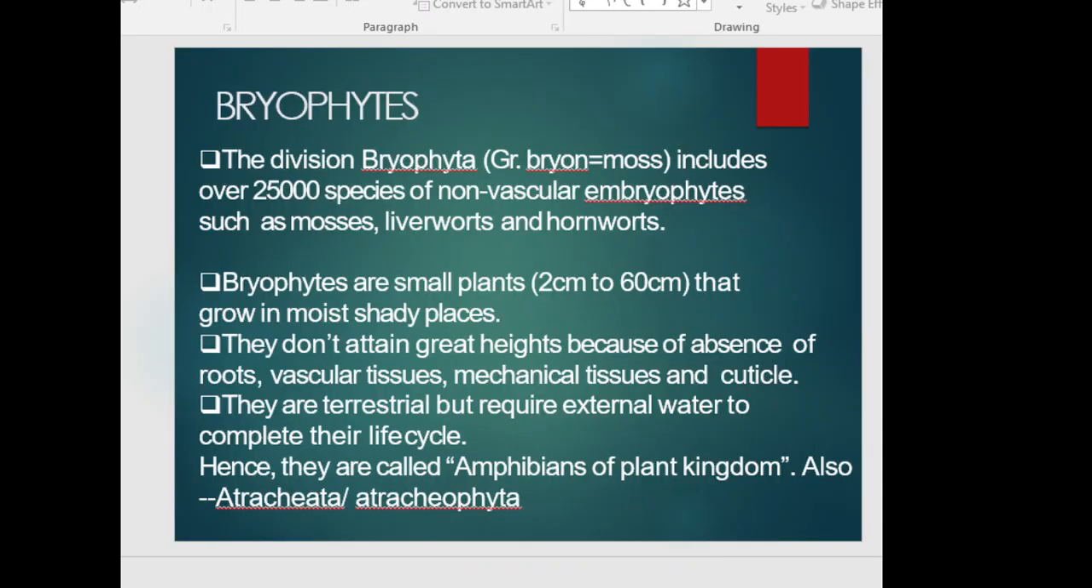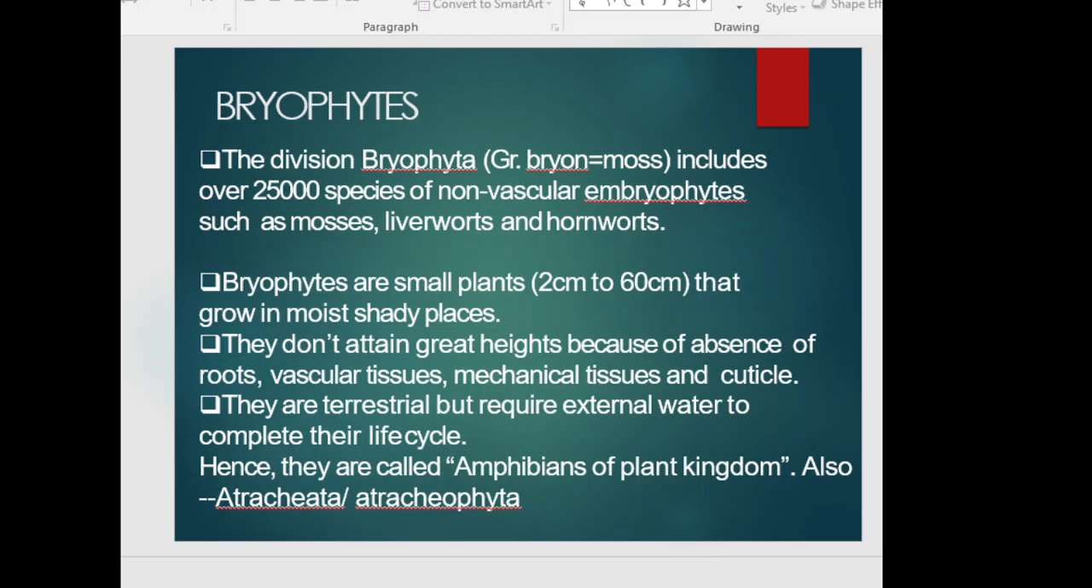Now let us start with the general characteristics of bryophyta. Division bryophyta includes about 25,000 species of non-vascular embryophytes such as mosses, liverworts and hornworts. So basically there are three major classes in the bryophyta. They are the liverworts, hornworts and the mosses.